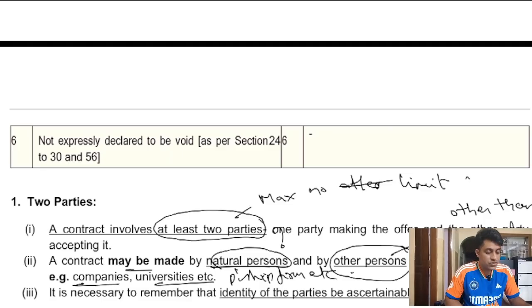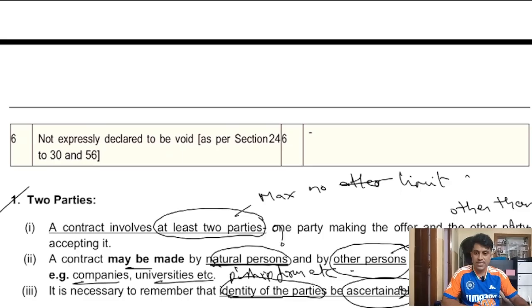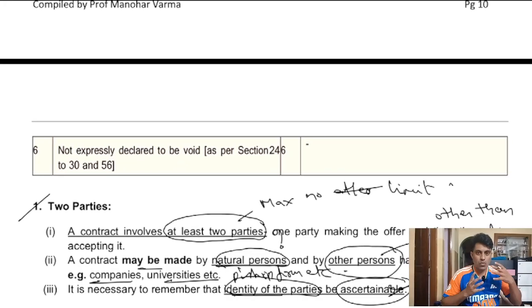And also the identity of the parties has to be ascertainable. Ascertainable means it is traceable. Which means the law says you cannot have a contract with a person whose identity cannot be traced. So basically it has to be ascertainable. That is your first essential condition. See, the logic is very simple. Why are two persons needed? One person cannot enter into an agreement with himself. That is the basic sense here.